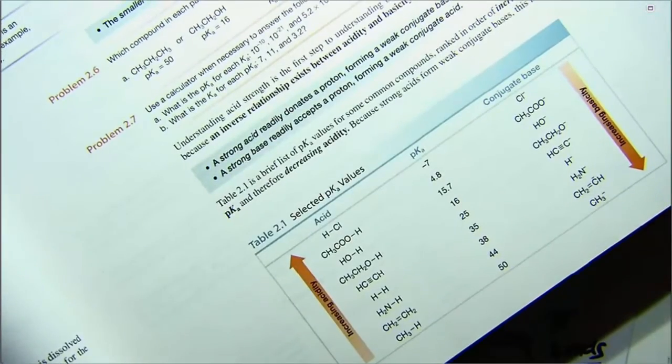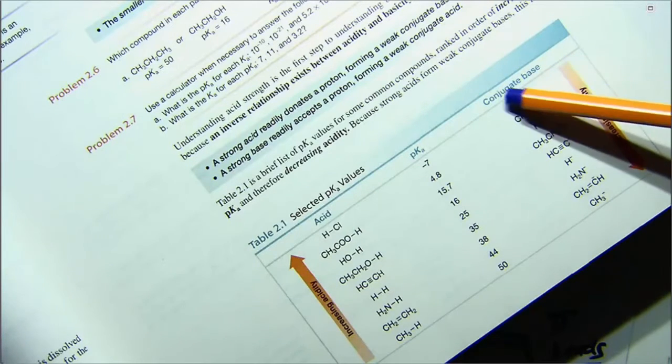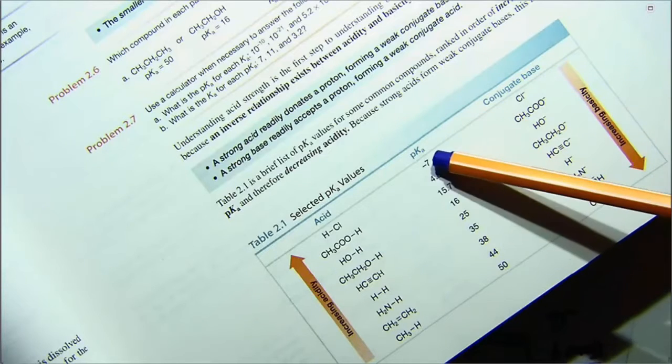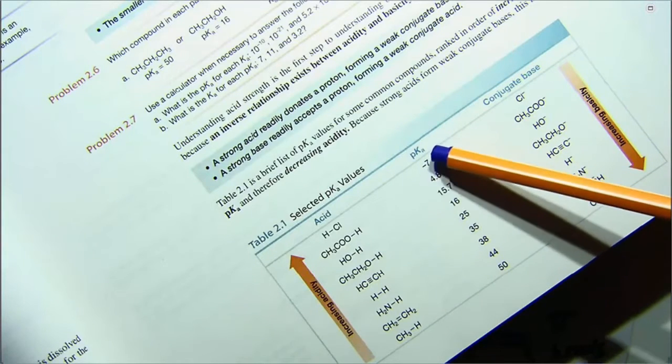Okay, so as you can see here, we've got HCl. That's one of the strongest acids that you'll see. It wants to give up its proton, and it can form a relatively stable conjugate base, the chloride ion. And so in this case, the pKa of HCl is very low. It's all the way down at -7.